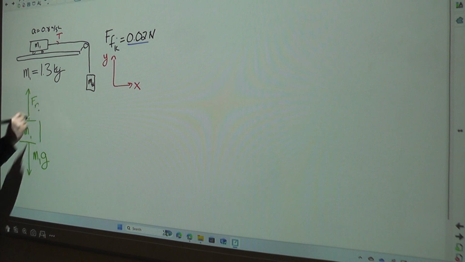It's straight up. It's got to be equal and opposite to the force of gravity because there's no acceleration up or down. So I'm just going to draw them like that. Might as well add that piece of information that I already know.